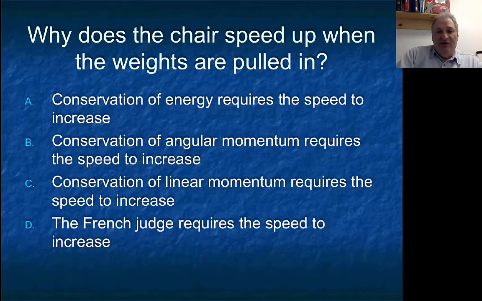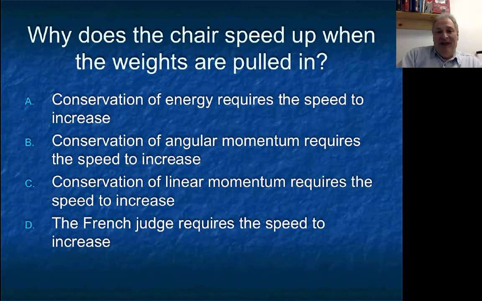A says conservation of energy requires the speed to increase. Is that what's being conserved in this experiment? Energy is always conserved, but that's not what causes the speed to increase. It's another conservation law. B says conservation of angular momentum requires the speed to increase.